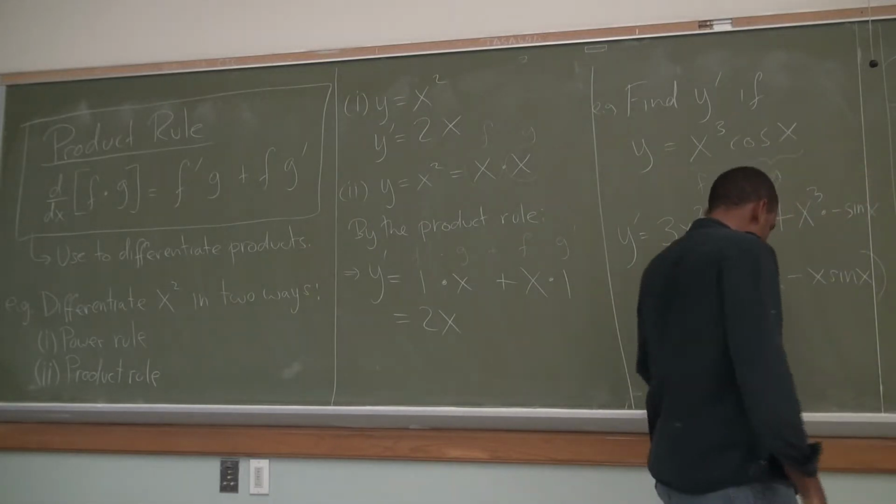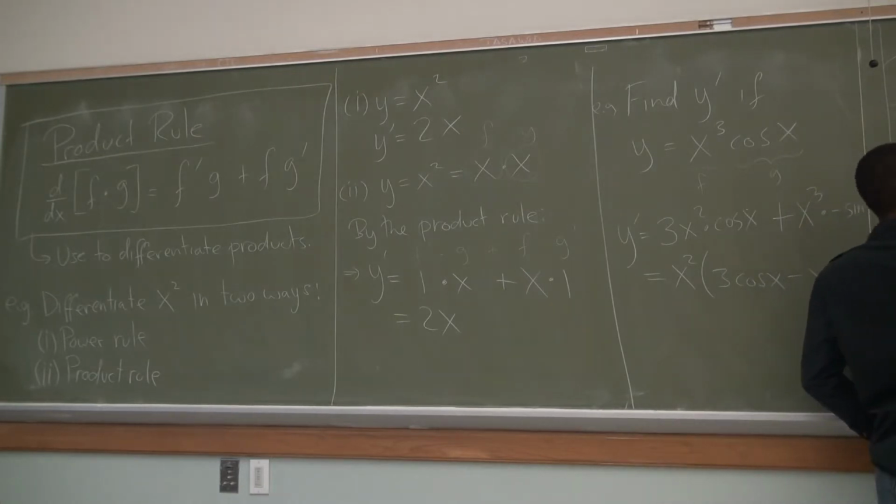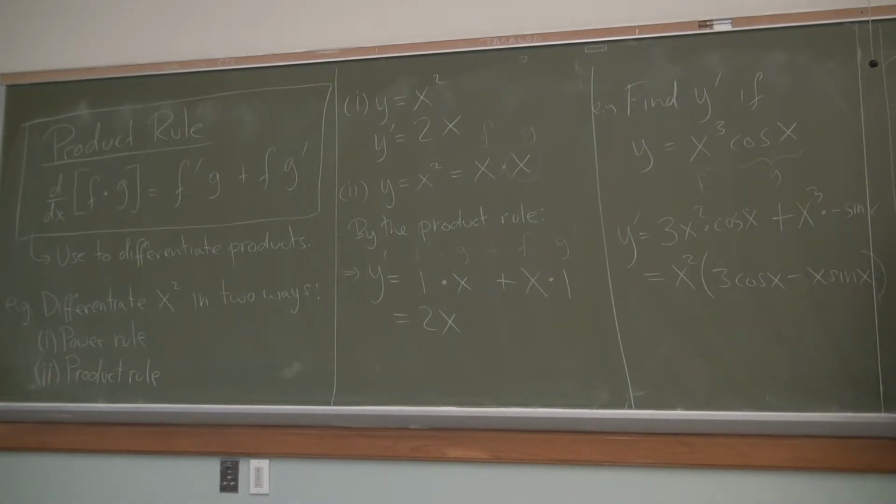The next important rule in this section is the quotient rule, and as its name suggests, it's used to differentiate quotients.